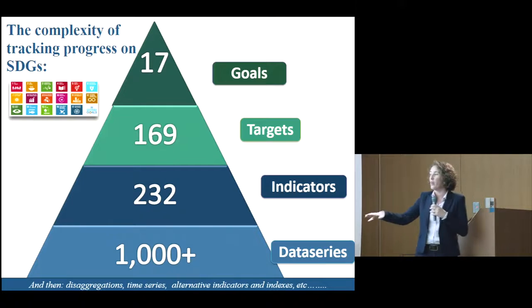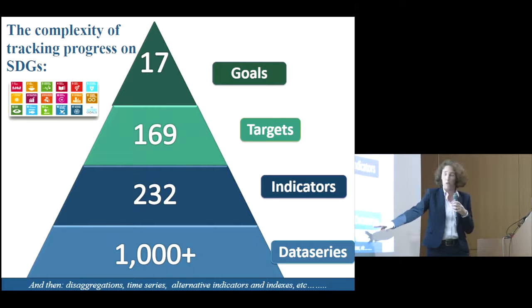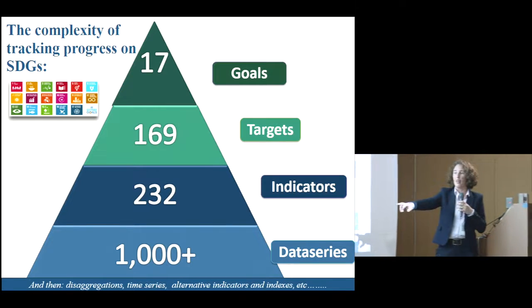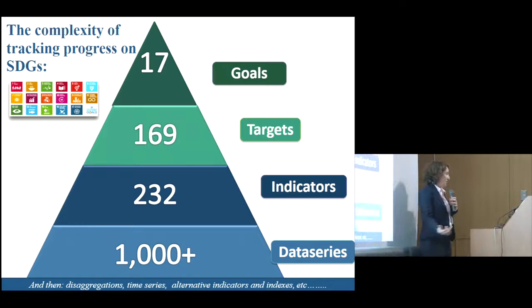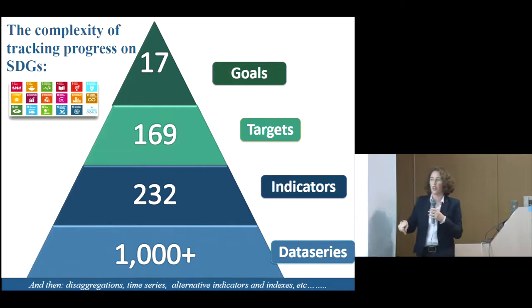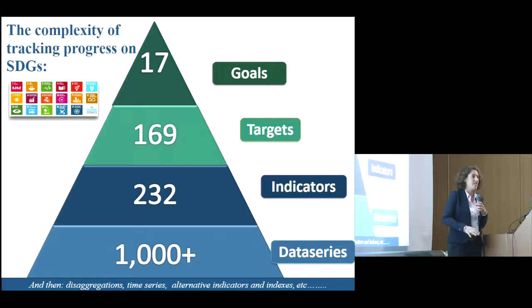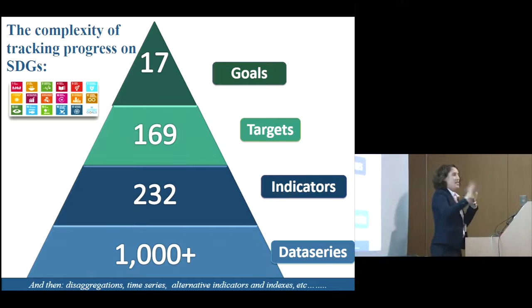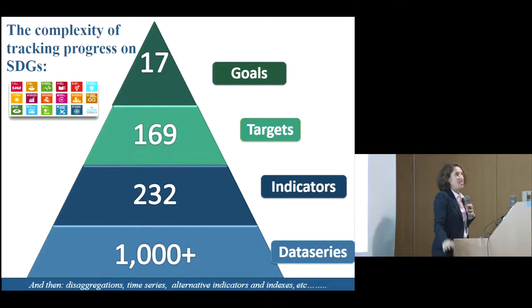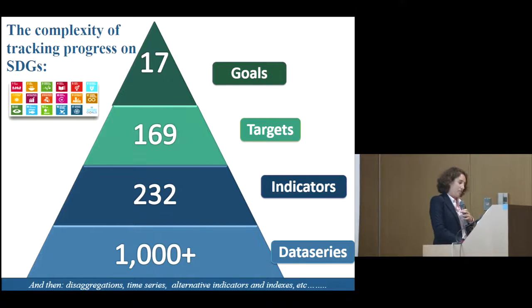And then in the UN Global Database on SDGs, which is available online, you'll find over 1,000 data series, which then also include disaggregations, time series, alternative indicators, indexes, so it's a very messy and complicated data environment in which to understand how countries are doing.